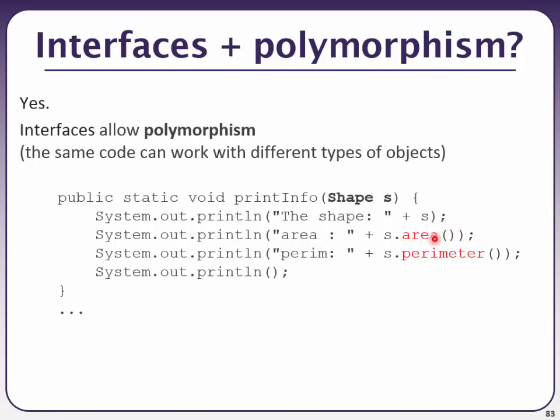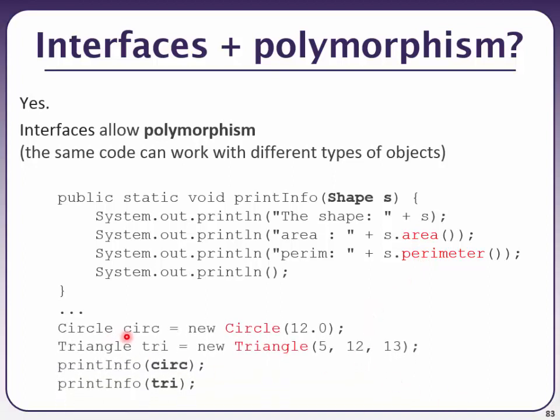Then we display the area by calling area on s, and perimeter on s. So everything that is available in the interface, method-wise, we can call, just like we could call every method from the Employee class when we had a parameter that was meant to be a reference to an object of class Employee. And then if it's a Circle, Triangle, or Rectangle, the correct versions of area and perimeter are going to be invoked.